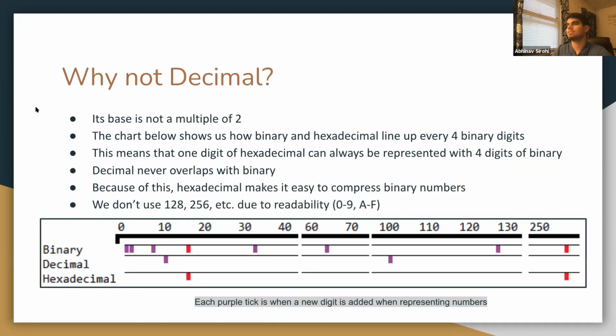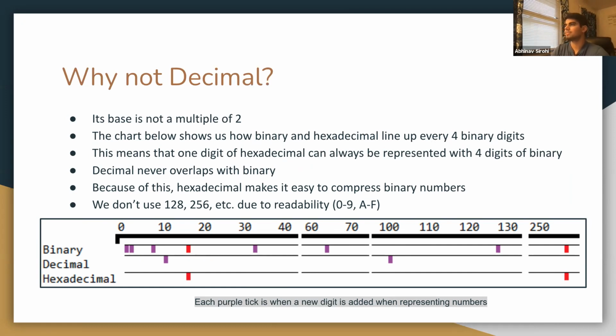Now you might be thinking, we use hexadecimal, right? But why can't we just use decimal, since that's what we're most familiar with? The reason for that is that the base of decimal is not a multiple of 2.